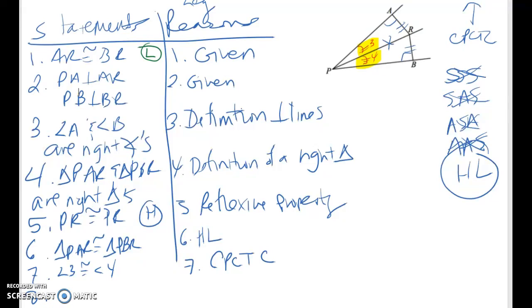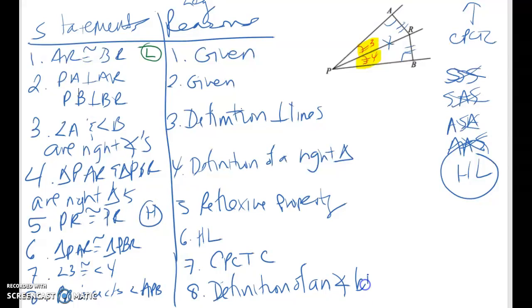So, because I've shown that 3 and 4 are the same, PR bisects angle APB. Because what does that mean? PR divides an angle into two congruent parts, or definition of an angle bisector. And the proof is done.